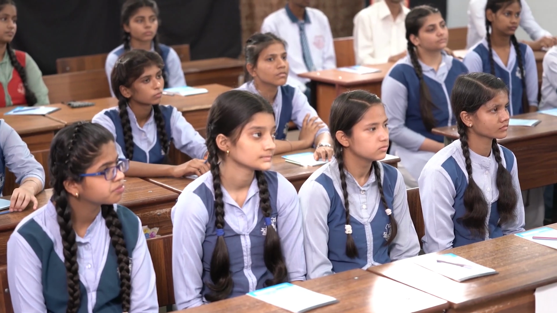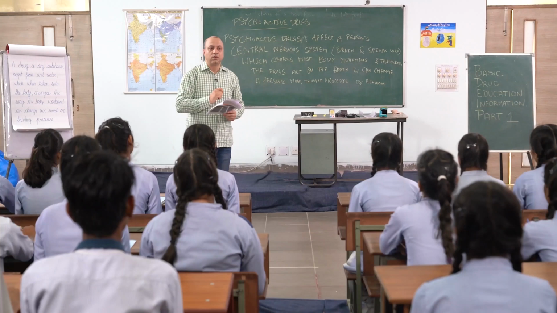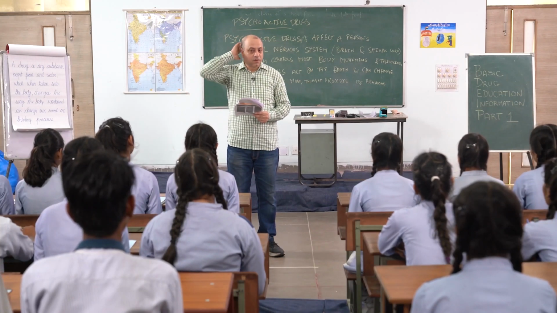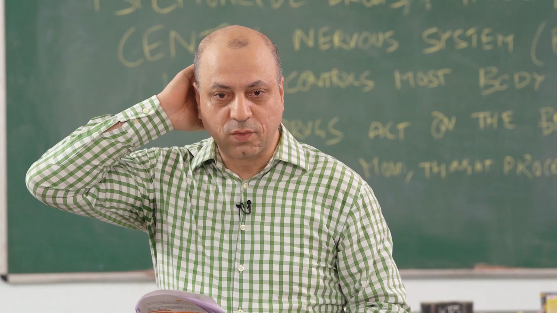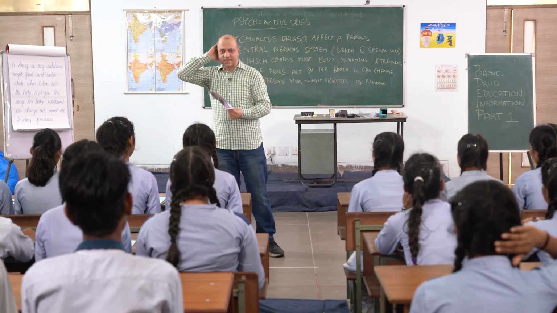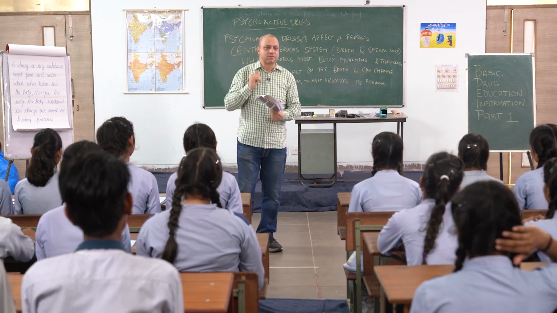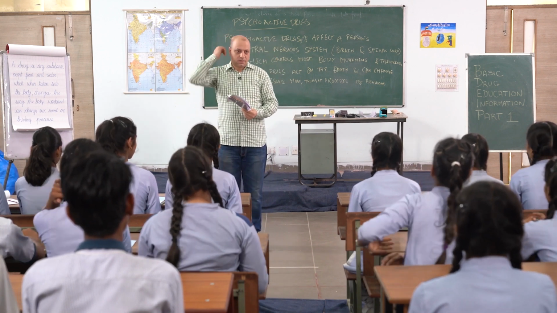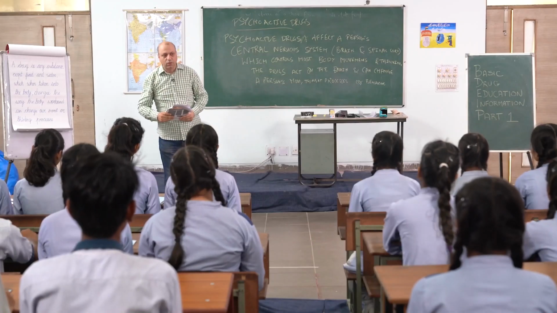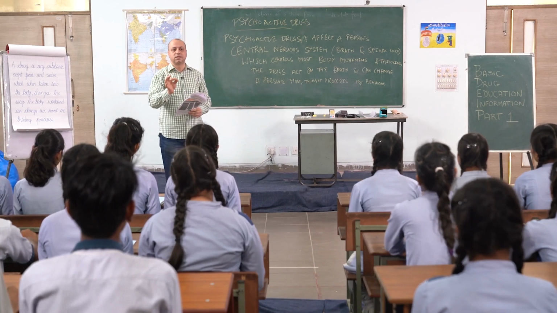Now, having said so, please tell me, where is our brain? You can tap it yourself or the friend next to you. This is our brain. Okay? And where is our spinal cord? In the back, in the middle is our spinal cord. All right? So this is what you call the central nervous system.